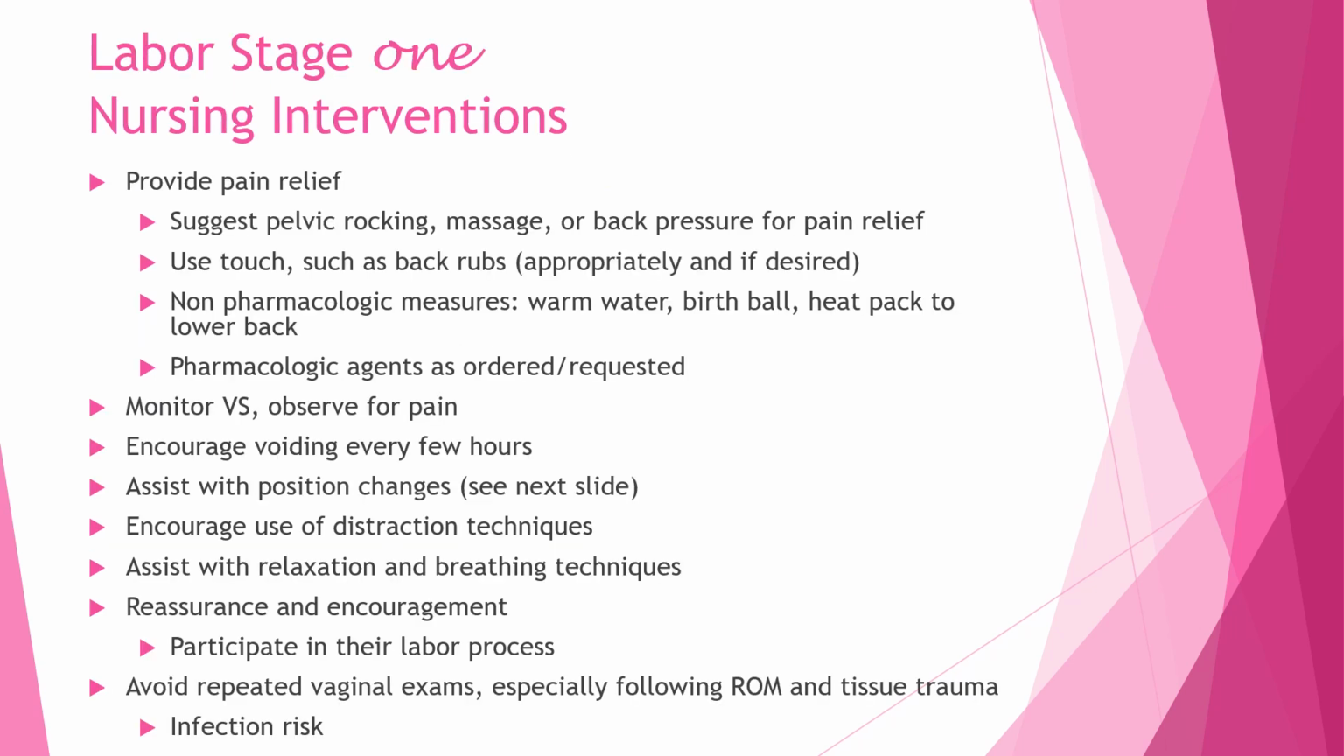Nursing interventions for labor stage 1. You want to provide pain relief. You should suggest pelvic rocking, massage, or even back pressure for pain relief. You want to use touch, such as back rubs, also keeping in mind making sure this is appropriate and if so desired by the patient. You want to use non-pharmacologic measures, so warm water, maybe a birthing ball, and heat pack to the lower back. You can also use pharmacologic agents as ordered and requested.